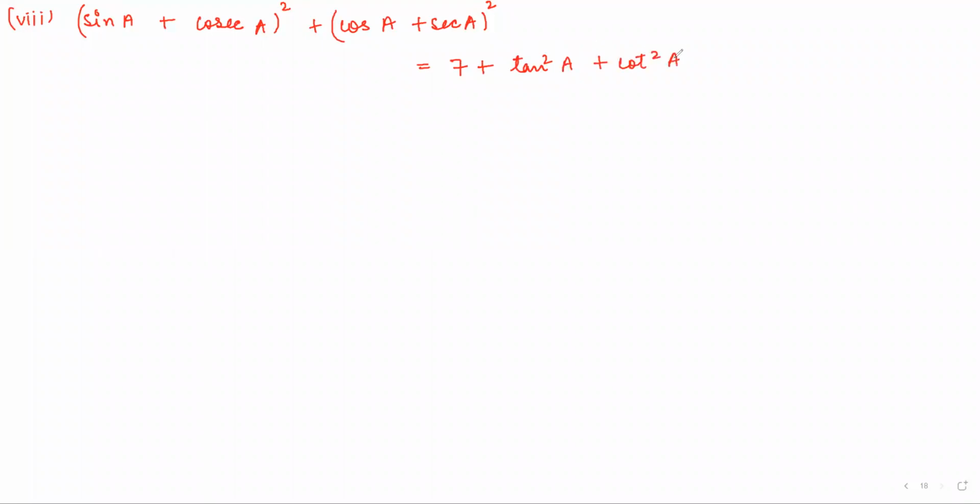Next part is this, the eighth part. (sin A + cosec A) whole square, plus (cos A + sec A) whole square. You have to show it equals 7 plus tan square A plus cot square A. Okay, let us start with LHS.